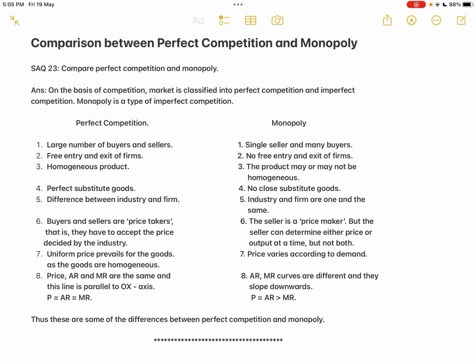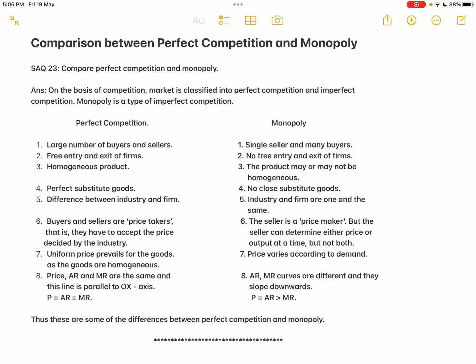So, introduction. On the basis of competition, market is classified into perfect competition and imperfect competition, and you know that monopoly is a type of imperfect competition. Of course, there are certain similarities between perfect competition and monopoly. What are all the similarities we can find in both the markets? The main aim of the seller is to get maximum profit. Any rational seller, for that matter, even under perfect competition, the main aim of the seller is to get maximum profit. And in both the markets, the equilibrium is attained when MC is equal to MR. Okay, that is the similarity.